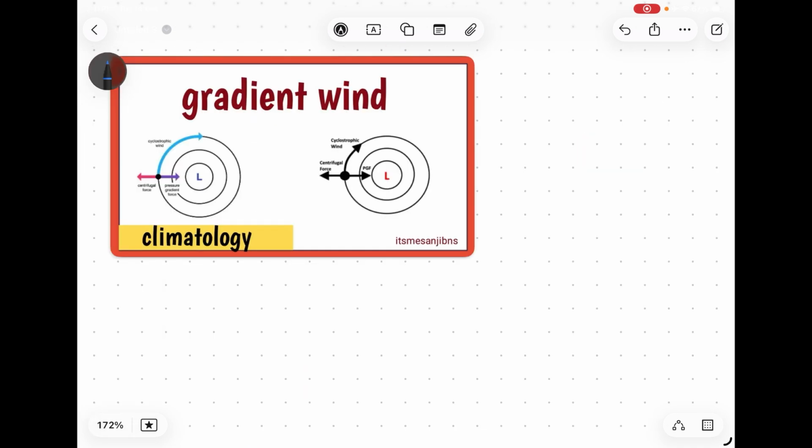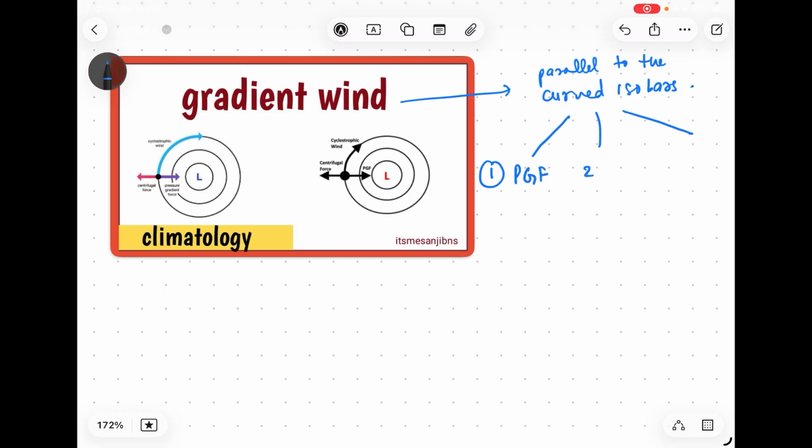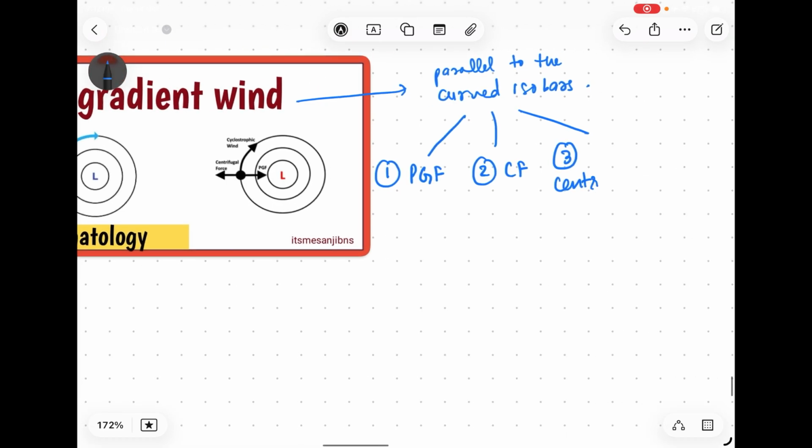Gradient wind is the wind that blows parallel to the curved isobars. In this wind there are three forces that are acting. So what are these three forces? The first force is pressure gradient force, the second force is Coriolis force, and the third force is centrifugal force.